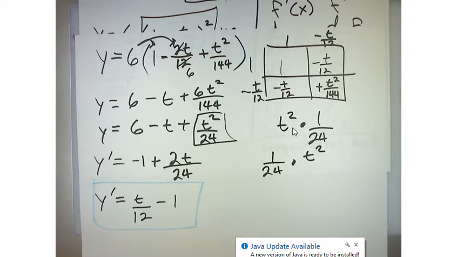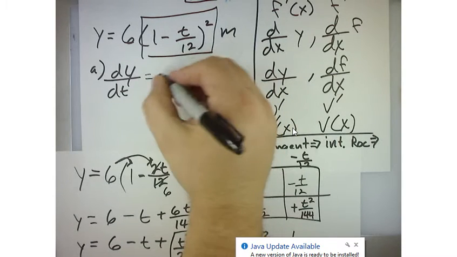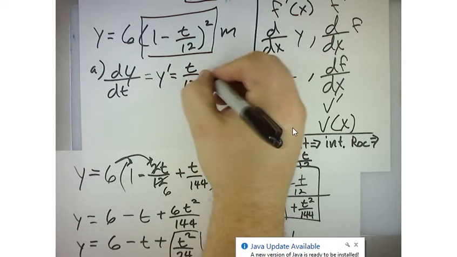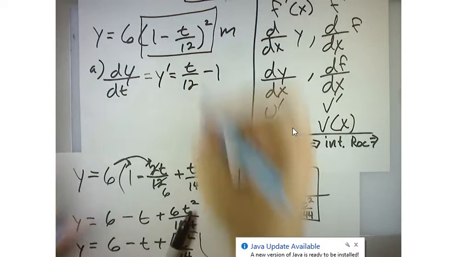Now what we see is as t increases, over time, what happens to the rate at which the tank empties, or the rate at which the height appears to change? That increases as well. Okay, so let's write that down. We said that dy/dt, which is the same as y prime, is just going to be t over 12 minus 1.